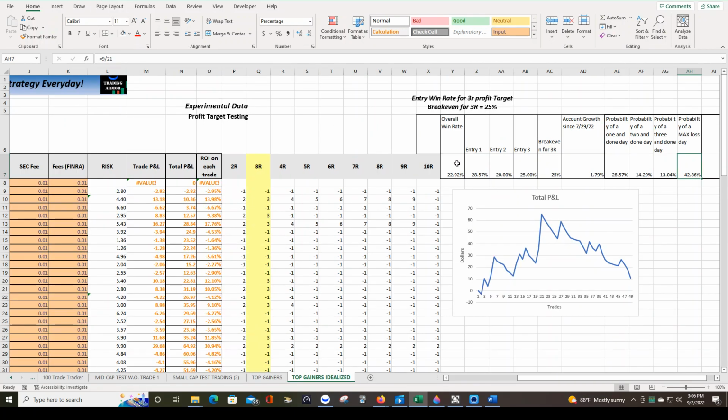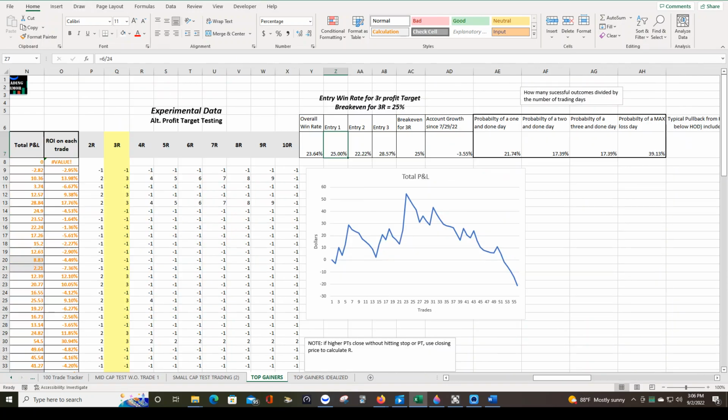Let me just make sure I didn't undo anything. There we go. Okay, so now we're back to where we were, and entry number 2 is also unprofitable. Oops, I'm going to mess up this data here. Let me fix that really quick. All right, sorry about that. We just have to roll with it. We're too far into this now. There we go.